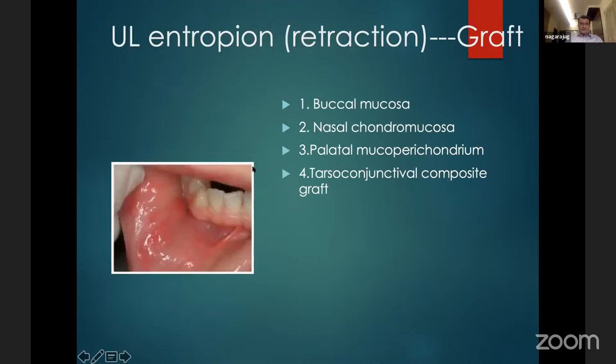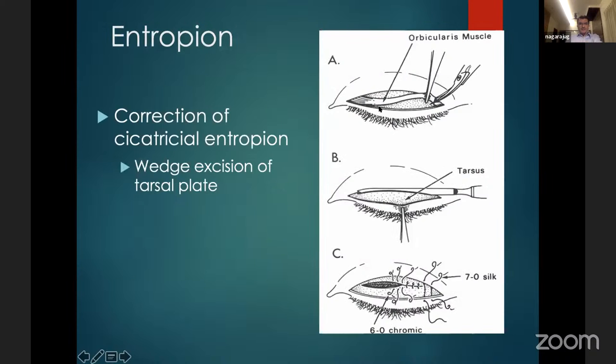And supposing there is a severe cicatricial change on the posterior lamellae, we have to supplement it with a graft on the posterior part. The posterior lamellae requires a replacement either from the buccal mucosa, nasochondral mucosa, the palatal part, or the tarsoconjunctival composite graft can also be used. But the commonest thing we usually do is the buccal mucosal graft.